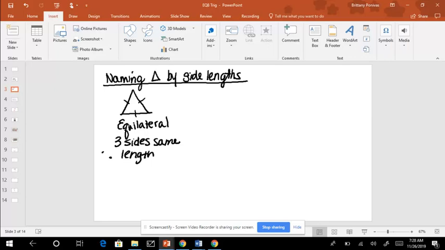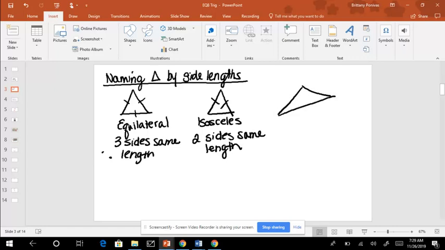Then we have an isosceles triangle, and that would look something like this. That has two congruent side lengths. So isosceles, two sides are the same length. And then the last one is scalene, and that's where there are no side lengths the same.